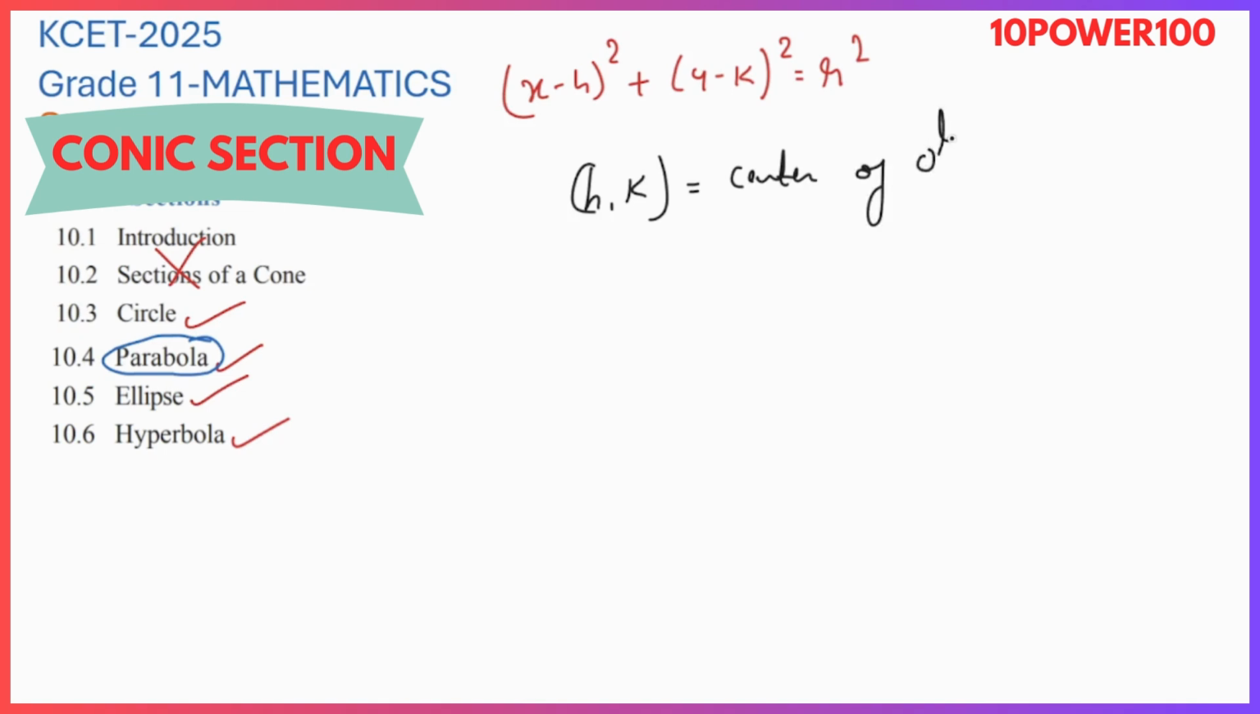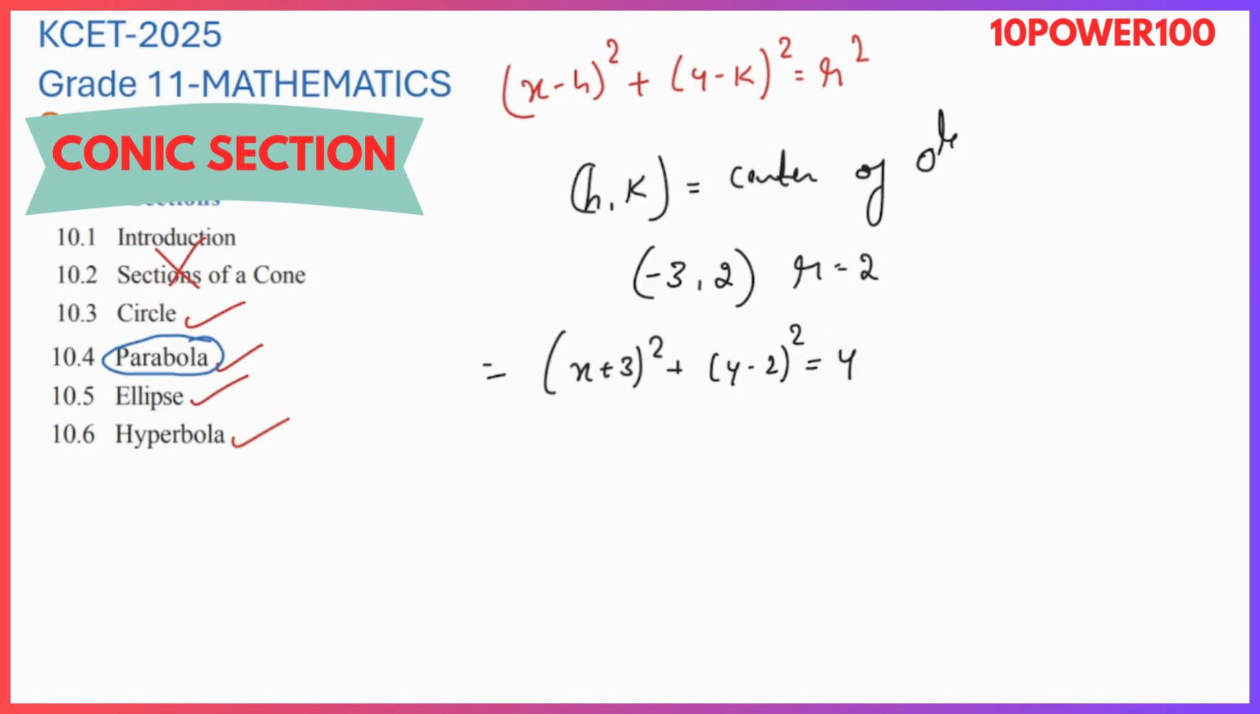Center of a circle. Now, for example, if I give the coordinates of the center of a circle as minus 3 comma 2, in that case the equation of a circle will become x minus of minus 3, which becomes plus 3, so (x plus 3) the whole square plus (y minus 2) the whole square, and let's take the radius. The radius is equal to 2.